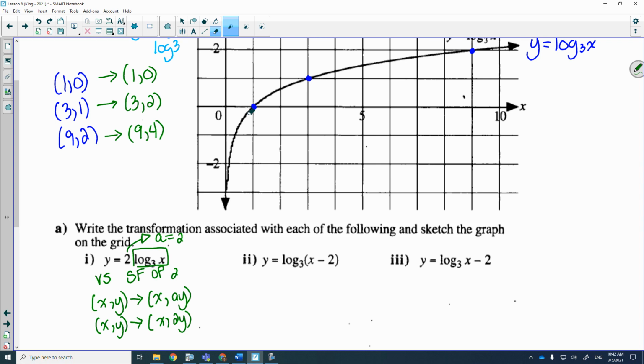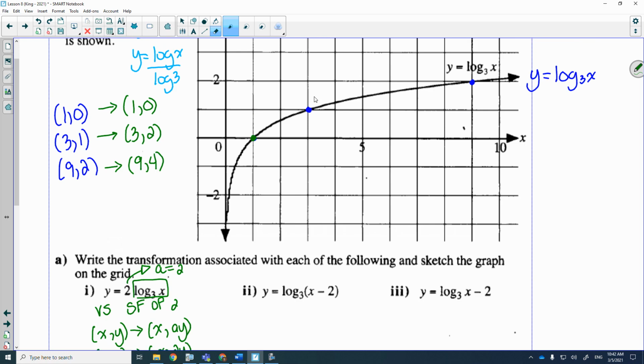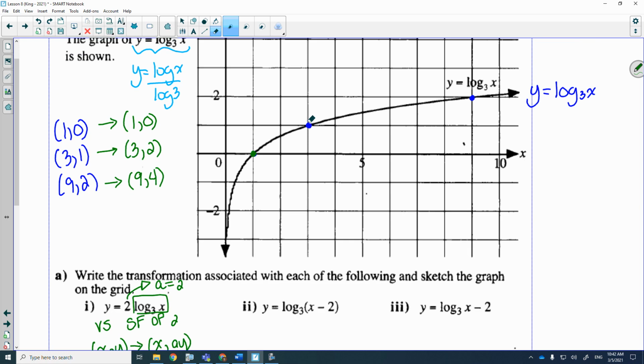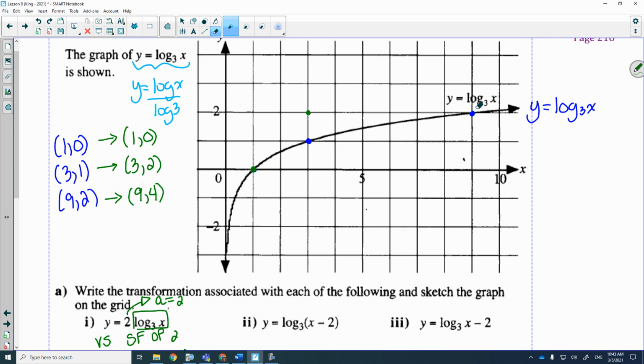So if you look, this point here is going to be invariant. And watch, we said it was a vertical stretch. This point gets stretched up to here, right? That's a vertical stretch, stretch factor of 2. This blue point gets stretched up vertically to 4, and it goes here.